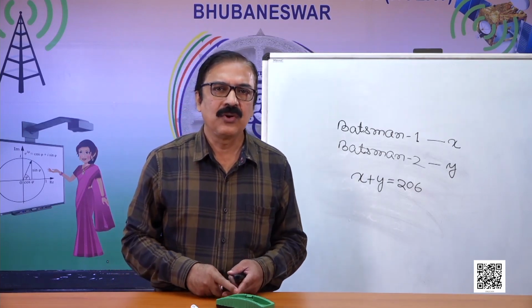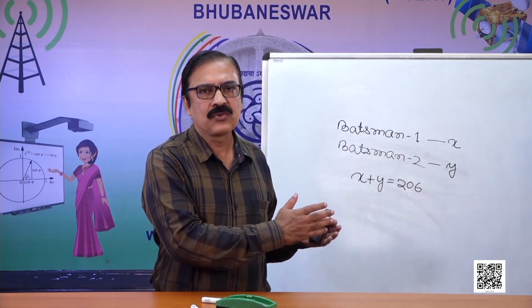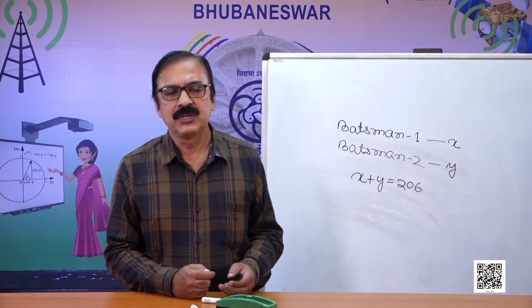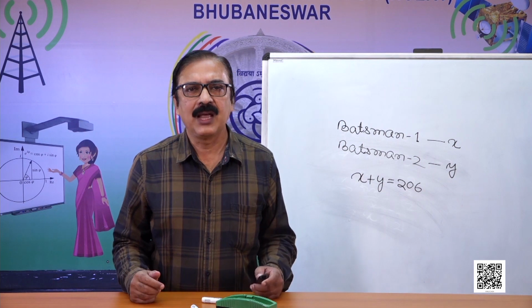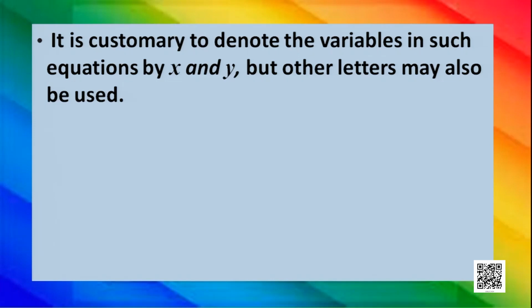So here we have two variables. As we don't know what the values of score 1 and score 2 are, we can take those as variables. So here X and Y are variables. It is customary to denote the variables in such equations by X and Y. But in some other situations, we can also use other letters for forming an equation.